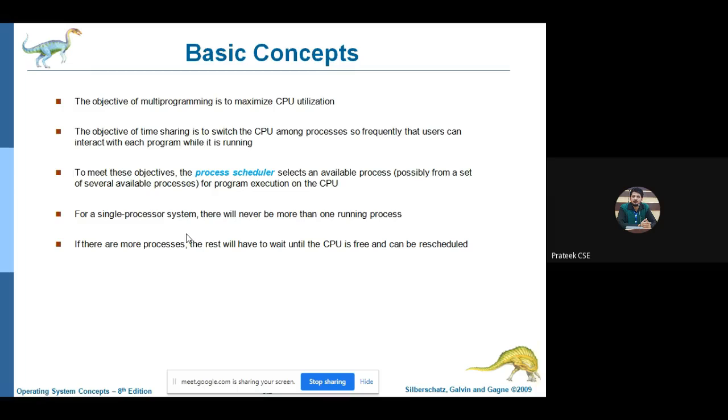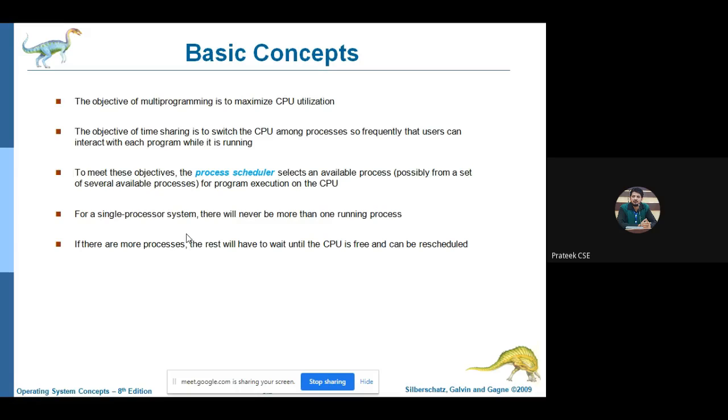And to meet these objectives of multi-programming and multitasking, we need to have a process scheduler. The task of this scheduler is to select an available process from the set of available processes for program execution on the CPU. So the scheduler is the concept which is going to select the process which we are going to allocate to the CPU. And as we know, we have a single processor system according to our course.